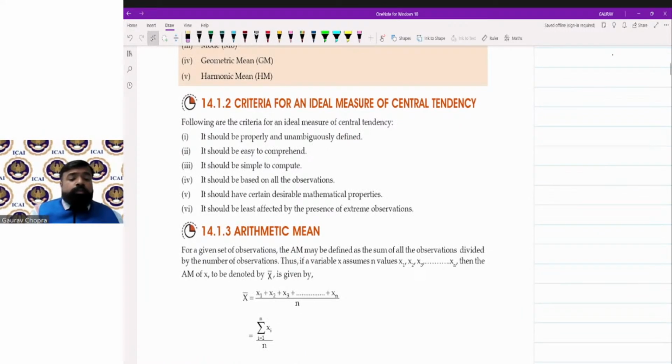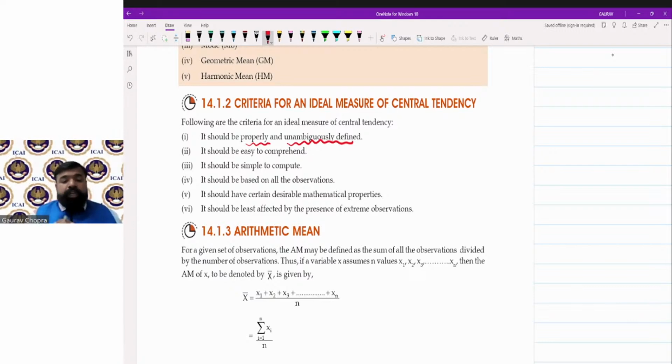Now, what is an ideal measure of central tendency? What is the criteria? What do we call the best average for us? There are some criteria, and the average which satisfies the majority of the criteria, that average which fulfills the most criteria, will be selected. So what is the first criteria? It should be properly and unambiguously defined.